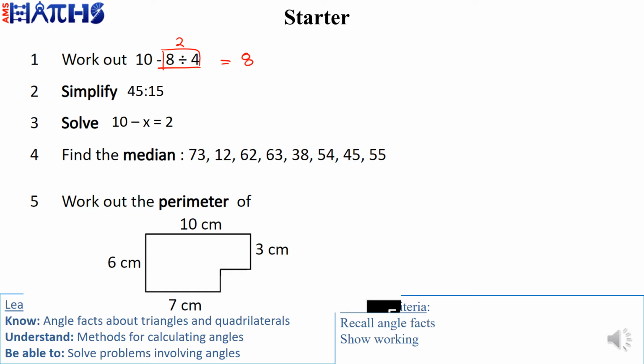It says we need to simplify our ratio here for number 2. So we can divide by 15 on both sides. And we'll end up with 45 divided by 15, 3, and 15 divided by 15 is 1, so our answer is 3 to 1. You might have divided by 5 and then by 3. That's also fine. Alright, for part 3 it says solve 10 minus x is equal to 2.